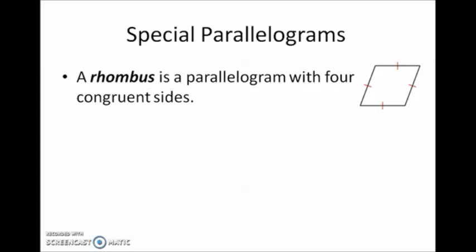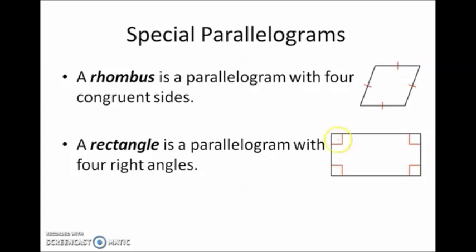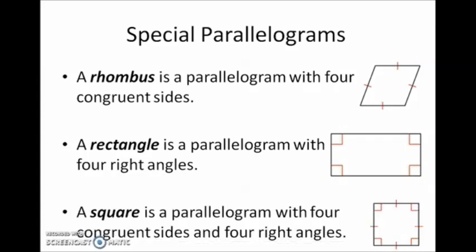So with a rhombus, the special additional thing is all four sides are congruent. With a rectangle, all four angles are right angles. So it's a parallelogram with all the qualities of a parallelogram, but with four right angles. And a square is interesting. It's a parallelogram that not only has four congruent sides, but also has four right angles. So that's what makes a square. A square is really a parallelogram that's both a rhombus and a rectangle. That's what a square is.